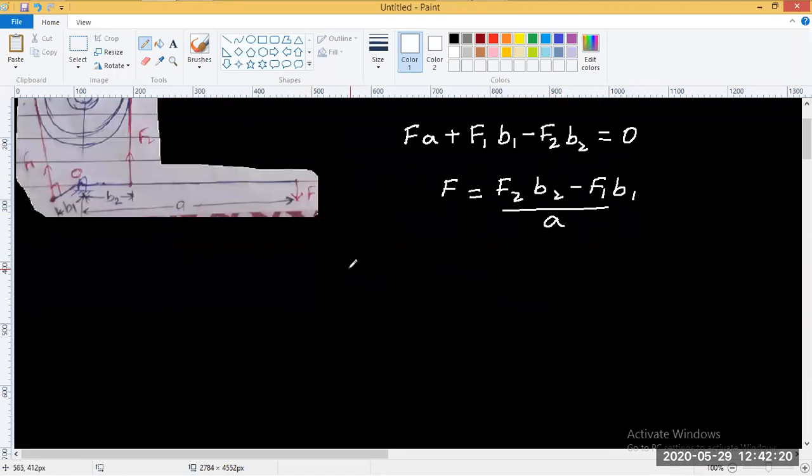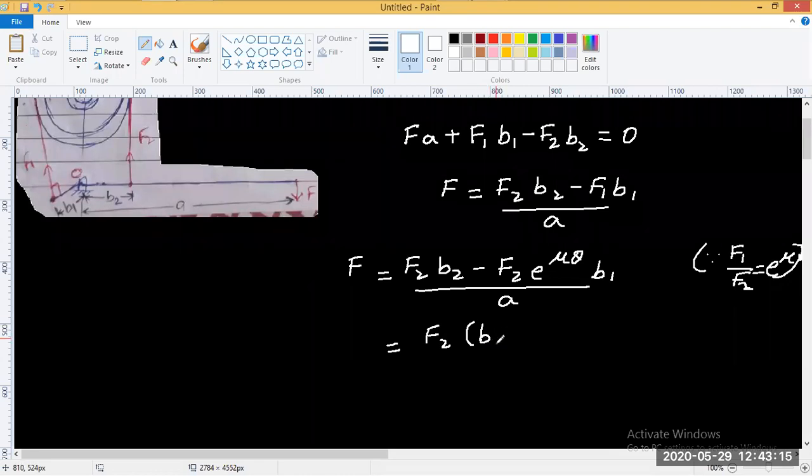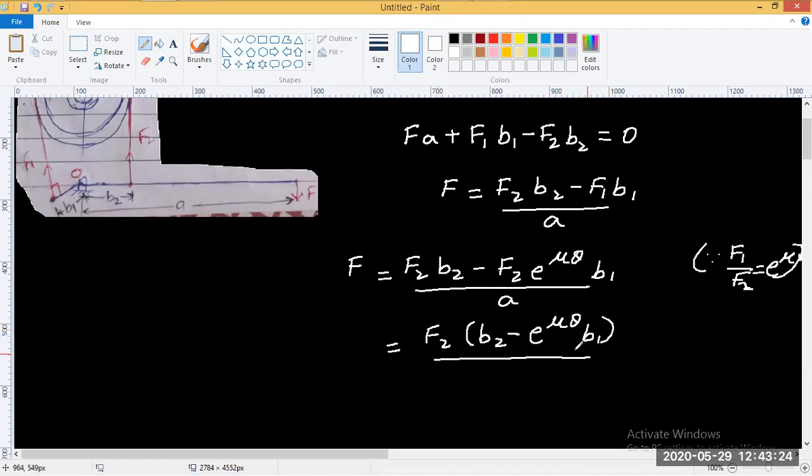Next, continuing from the previous derivation, you can extract the data for F1 here. So write it in terms of F2. So F will be F2 into b2 minus, instead of F1, we can write F2 e power mu theta. Remember from the equation, F1 over F2 was equal to e power mu theta, right? So we are extracting it from that, times b1, whole divided by a here. So that's equal to, you can take F2 common, and you have b2 minus e power mu theta b1 over a.